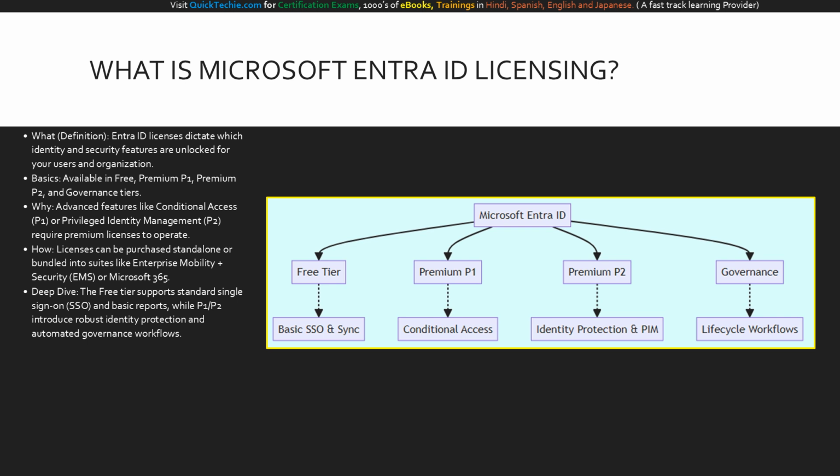Taking a look at our flowchart, you can visually see how Microsoft Entra ID splits into four distinct licensing paths. At the top, we have our base Entra ID service. Following the path to the left, the free tier gives you the essential building blocks, basic SSO and directory sync. But as we move to the right, the capabilities expand significantly.